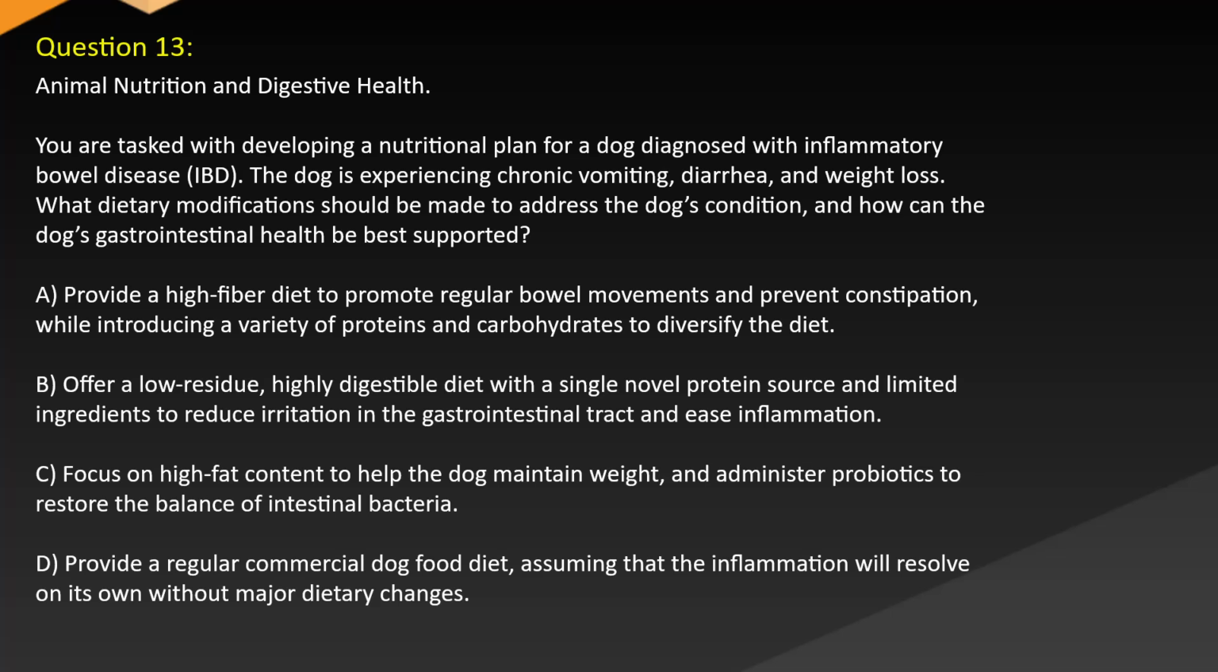to diversify the diet. B. Offer a low-residue, highly digestible diet with a single novel protein source and limited ingredients to reduce irritation in the gastrointestinal tract and ease inflammation. C. Focus on high-fat content to help the dog maintain weight, and administer a probiotic to restore the balance of intestinal bacteria. D. Provide a regular commercial dog food diet, assuming that the inflammation will resolve on its own without major dietary changes.